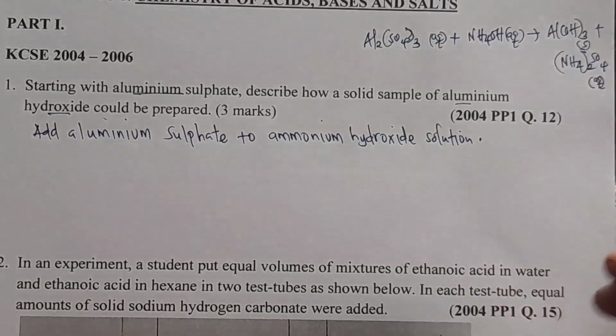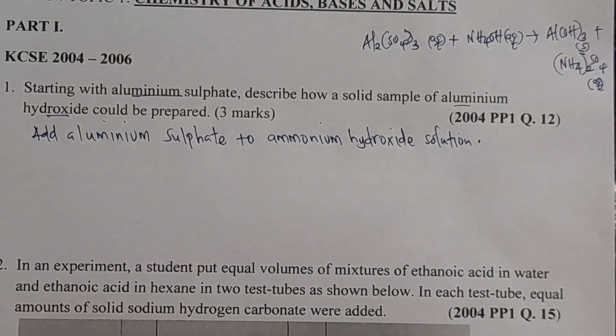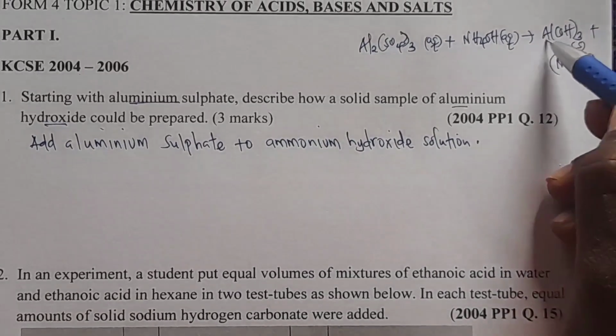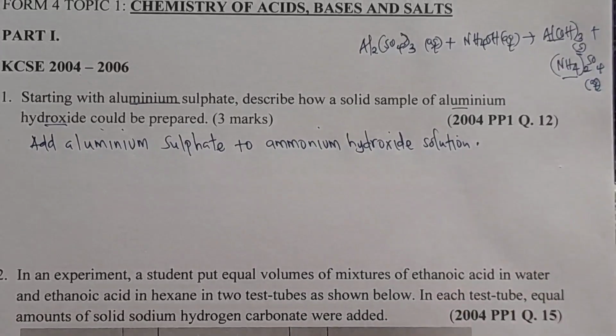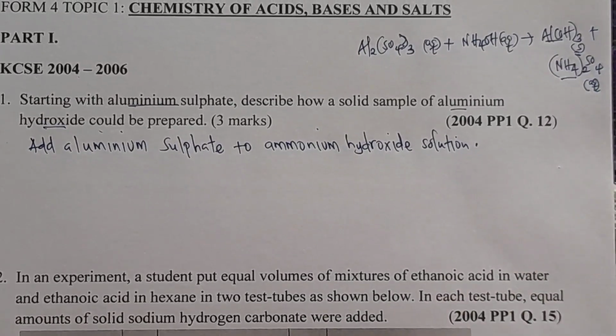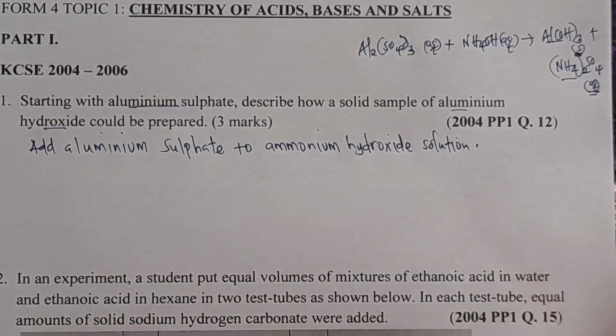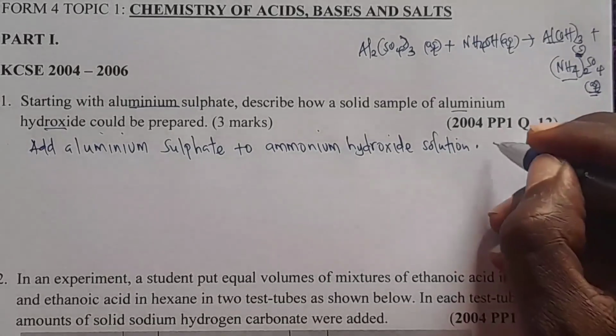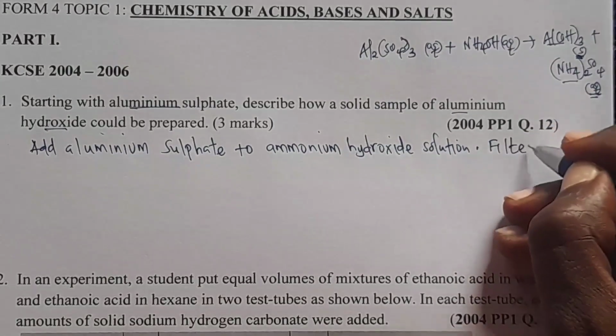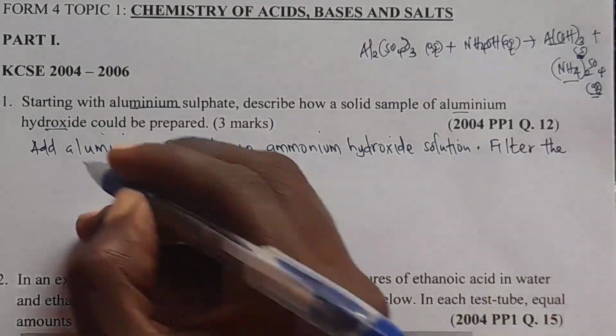This equation is not balanced. You are supposed to balance it. We don't have the time to balance, because we are just trying to see only what's happening. This is just a precipitation reaction. So here we have a precipitate and a solution. So the next procedure will be to filter the mixture.